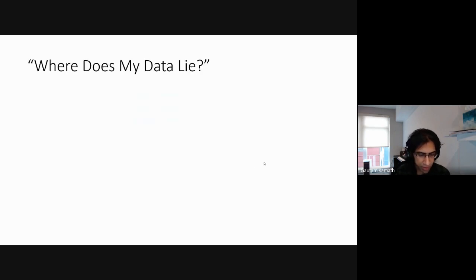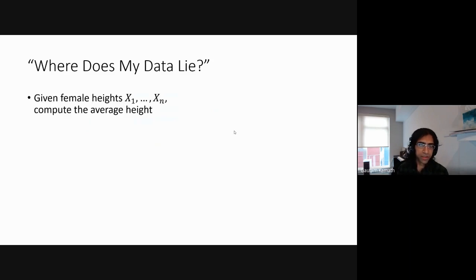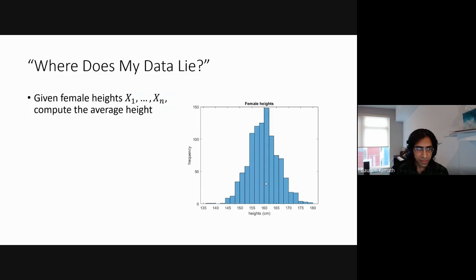This is a problem which arises in differential privacy, which doesn't apply in the non-private setting, which is estimating the range of the data. So let me illustrate by example. Suppose we're given a set of, say, female heights x1 through xn. We want to compute the average height. It looks something like this. I picked just female because I wanted a nice, well-behaved Gaussian for illustration purposes. So how would you compute the average height of a female based on this?